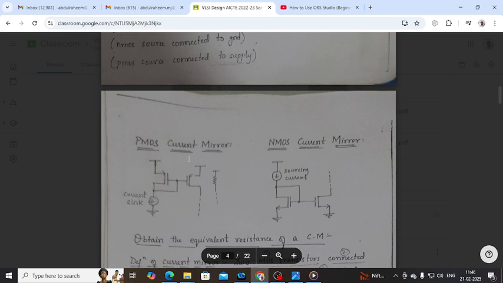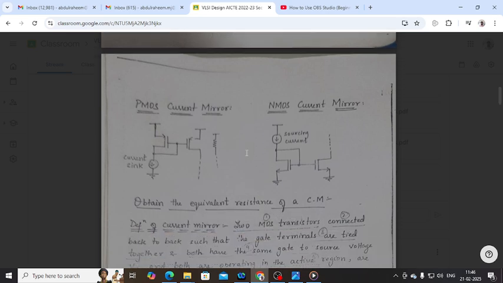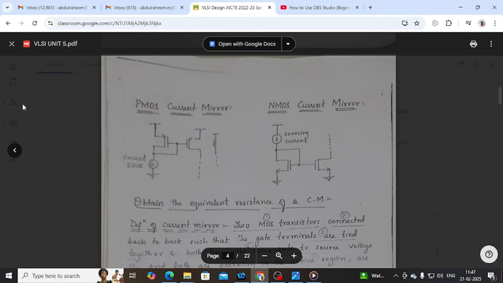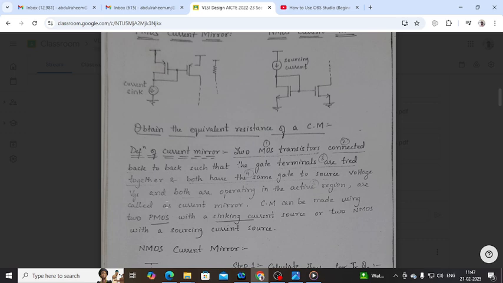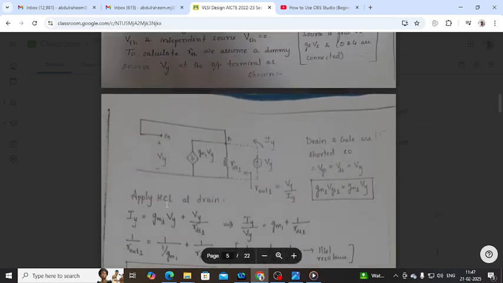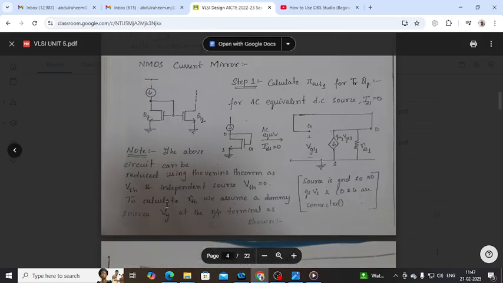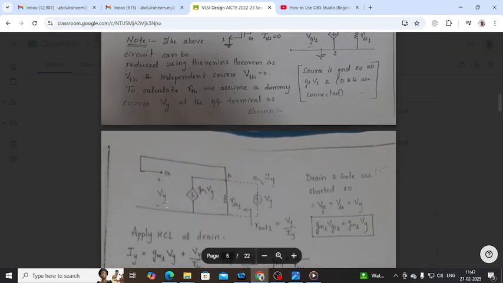As I said, there are two different types: the PMOS current mirror and the NMOS current mirror. You can take either one. In your exam, take any one, not both. I would recommend the one I normally use, the NMOS current mirror. The NMOS current mirror should be used at the bottom, and the PMOS current mirror should be used at the upper supply. That is the only small difference. So now we are done with the CMOS common source amplifier connected with the current mirror.